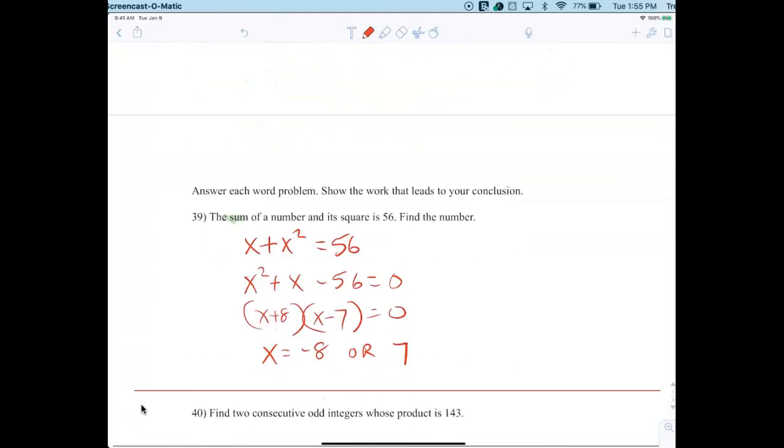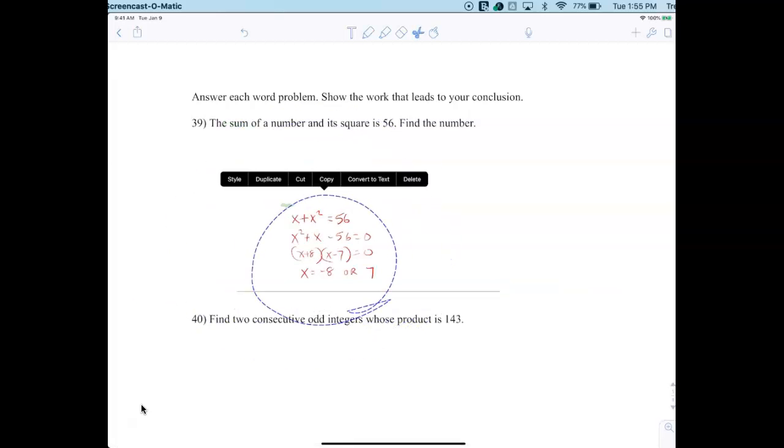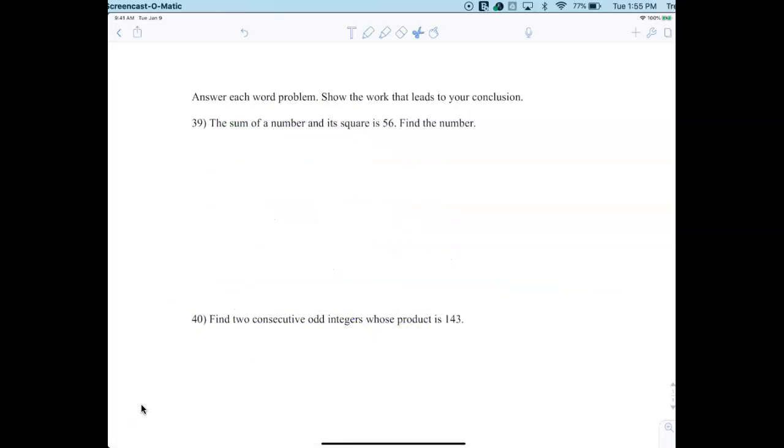And then the next one is the what? The word problem. All right. So what I'm going to do now is we'll do number 39 together. All right, and then we'll do the rest of the word problems tomorrow.